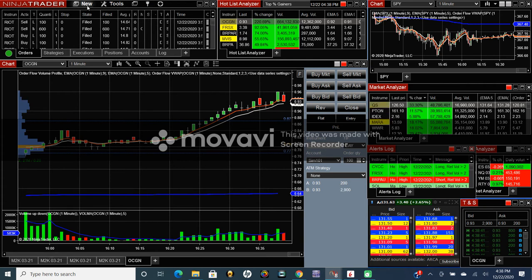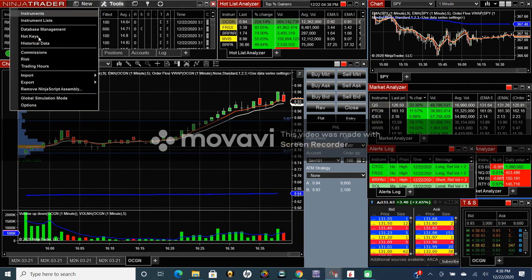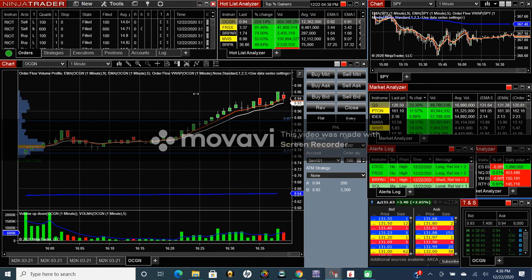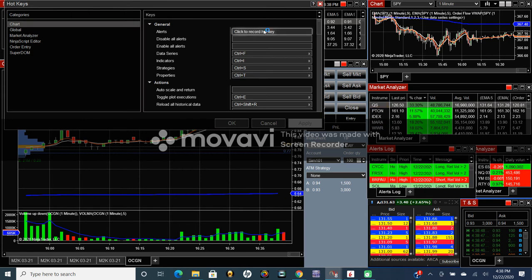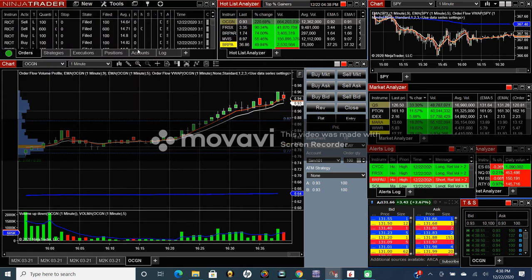So you can also go to tools, I think it is. You can trade, you can configure hotkeys. I don't have any configured right now, but I will in the future.